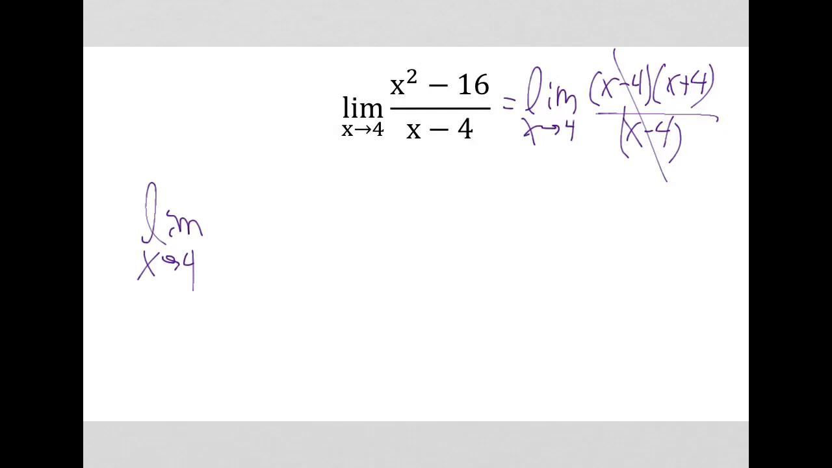Limit as x goes to 4 of x plus 4. I totally removed the hole from the problem, and now I can evaluate this polynomial instead. So just take that 4 value, plug it in, and I get 4 plus 4 equals 8.